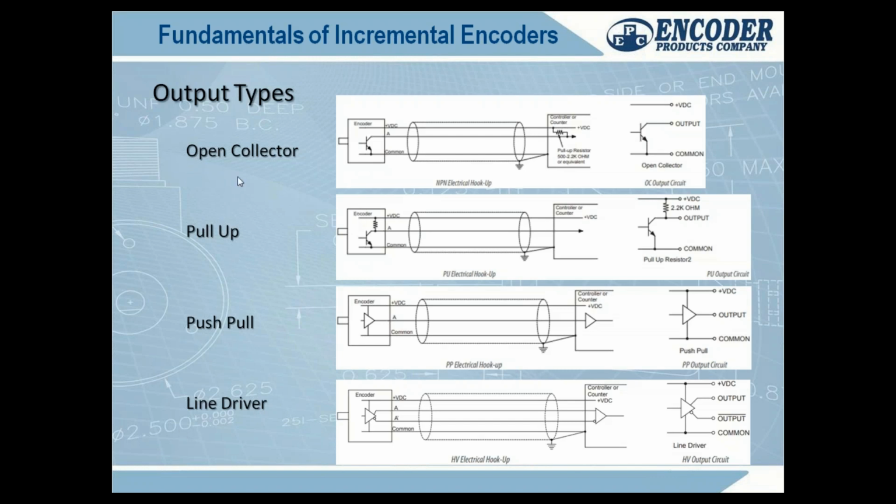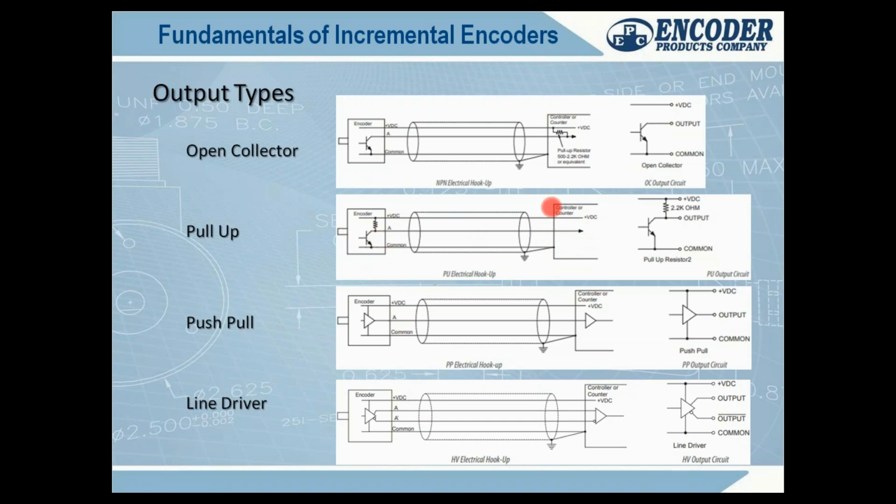If you're using a simple NPN type setup, you want open collector. Now, these actually divide into 2 groups. Pull-up and open collector here. Pull-up and open collector are pretty much the same thing. If you look at the circuit diagrams, they're identical here. We're using our transistor. We're connecting a channel through the transistor. It's an open or closed switch, and it just returns to common. And that's how you're sensing that pulse.